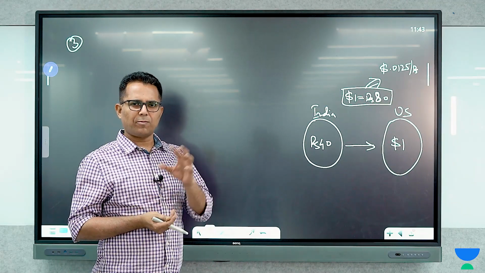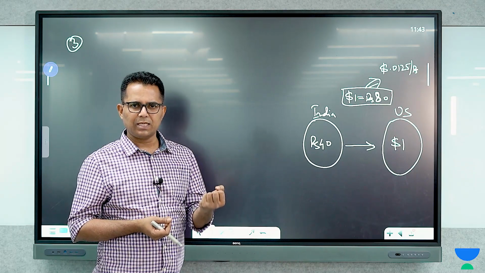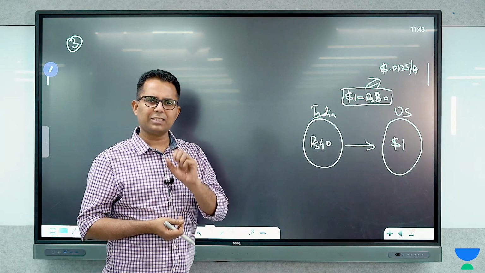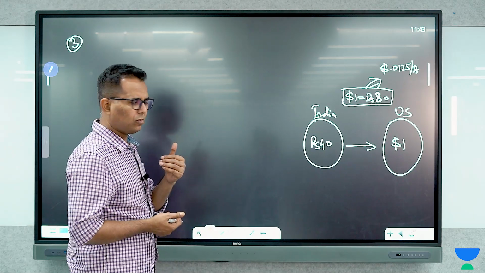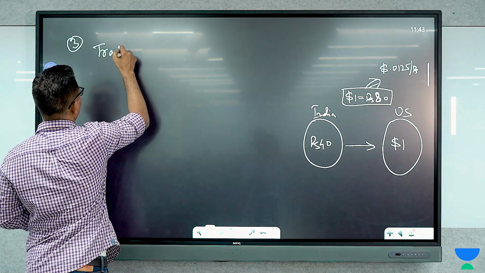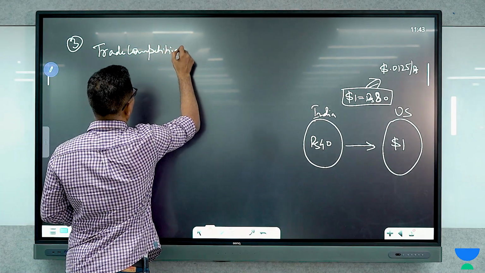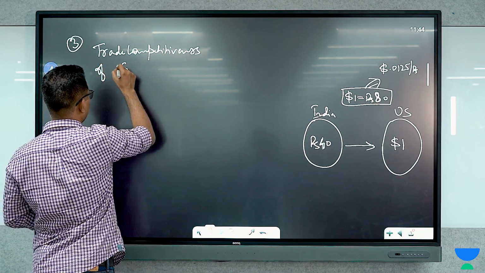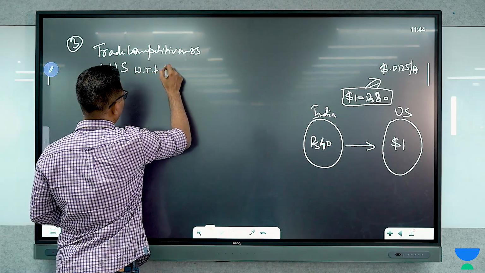What do you mean by competitive? Competitive means our product is cheaper with the same quality. If the product price is less, then we say that our product is competitive. So let us calculate trade competitiveness of US with respect to India.